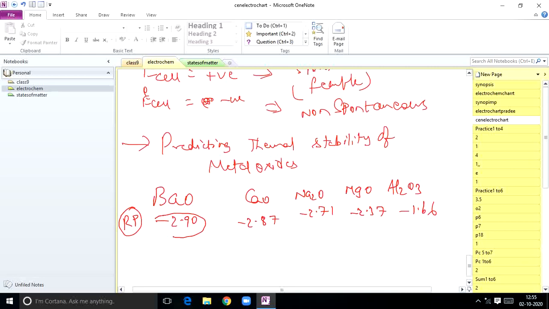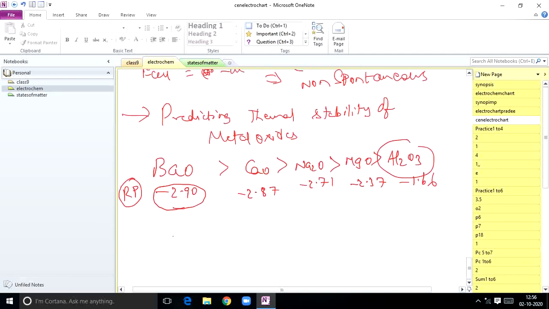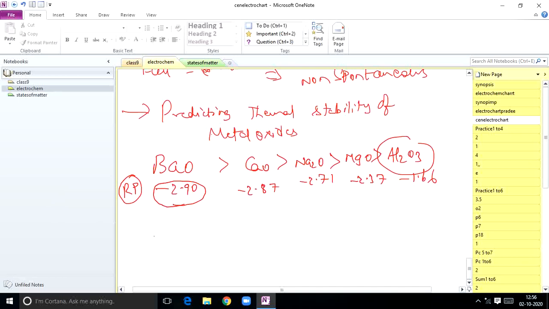I think you know this rule: more negative means smaller reduction potential value. So out of this, which oxide is more stable, students? BaO greater than CaO greater than Na2O greater than MgO greater than Al2O3. Least stable oxide is Al2O3. Lower reduction potential value is observed for barium. So we can easily predict, students. Smaller the reduction potential value of metal, more easily it can lose electrons, greater is its electropositive character, and hence more stable is its oxide.